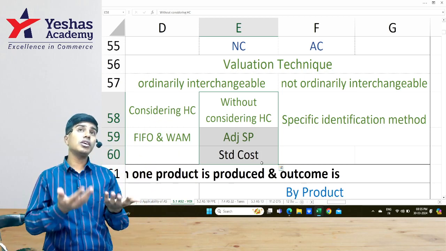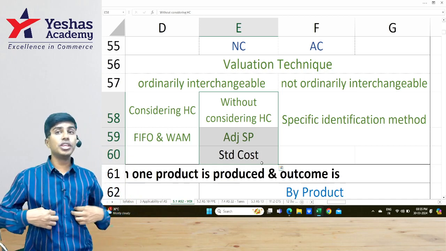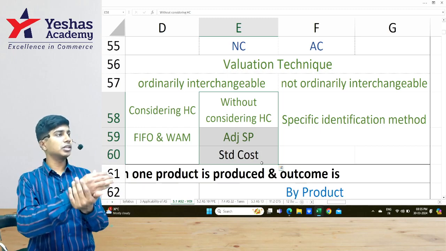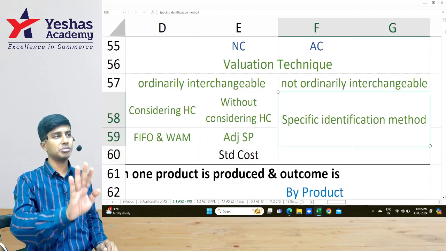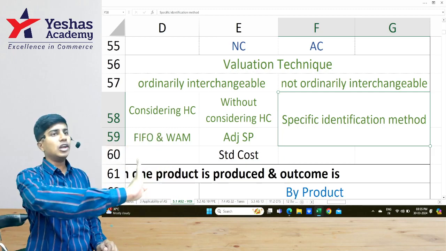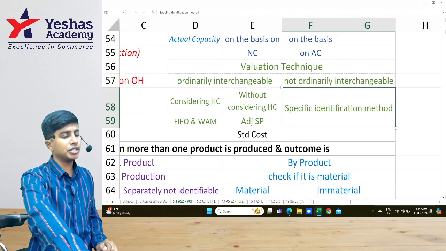If we cannot replace one product with another, if the business is like customized clothing, apparel or jewelry, where one product cannot be replaced with another, there we should go by the specific identification method. For every unit of inventory, we need to specifically identify the value of inventory. We cannot skip. Are you getting this? This is with regard to valuation techniques.